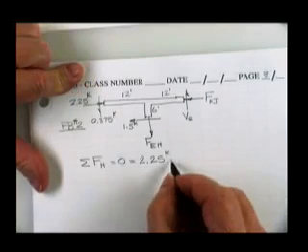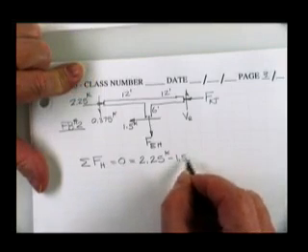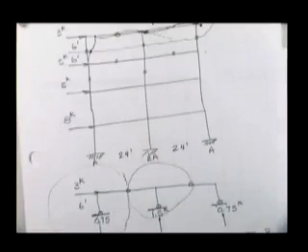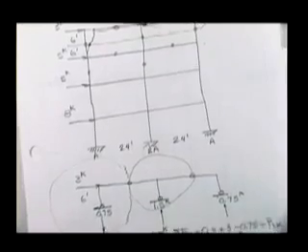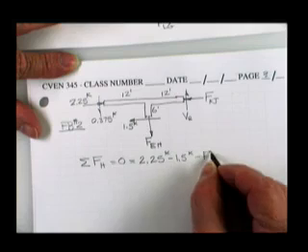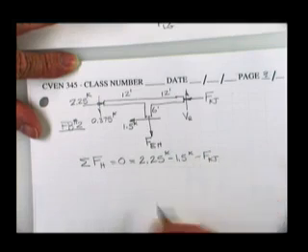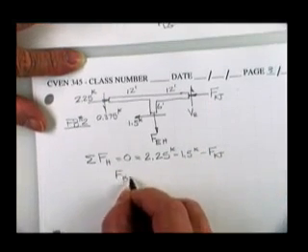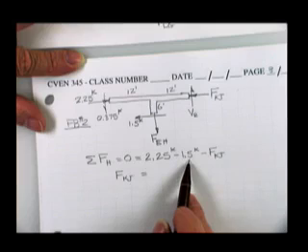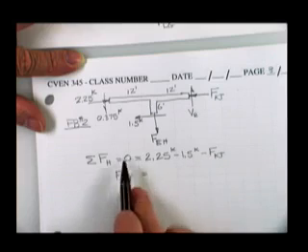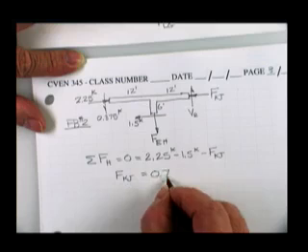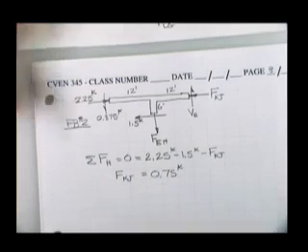Plus 2.25 minus 1.5. So if you want to see what we did here, you'll have to go back and look at the notes and follow it on your notes. Minus 1.5 kips minus the force in KJ. And so the force in KJ is equal to, what is that, 0.75 plus, on this side, 2.25 minus 1, I guess that's right, 0.75 kips.